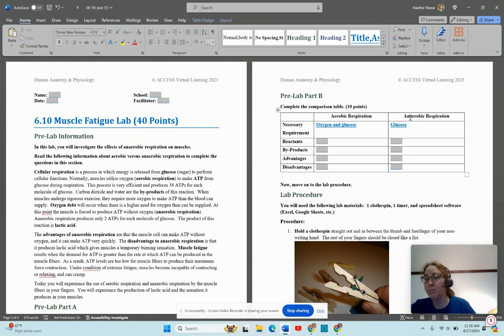For anaerobic respiration, there are some disadvantages. We just talked about them. That soreness, that pain, that's not something that you want to endure. So hopefully that helps. I can see how the chart here in the comparison table can be confusing, but that's what the question is asking, and that's the type of answer that they want you to put there.